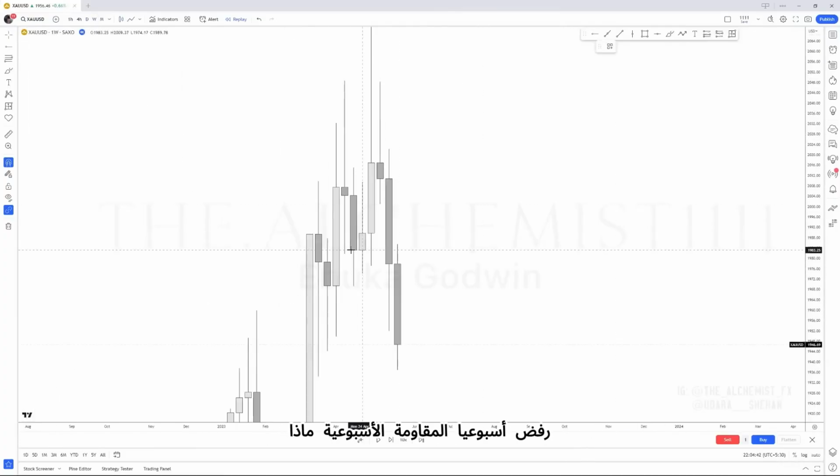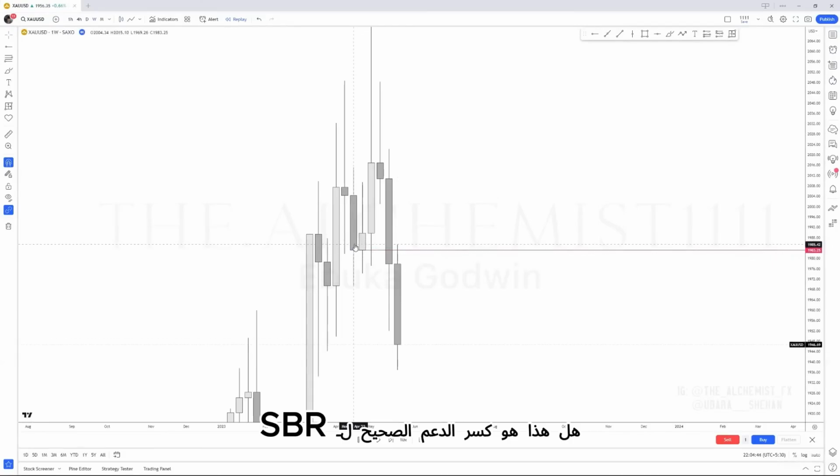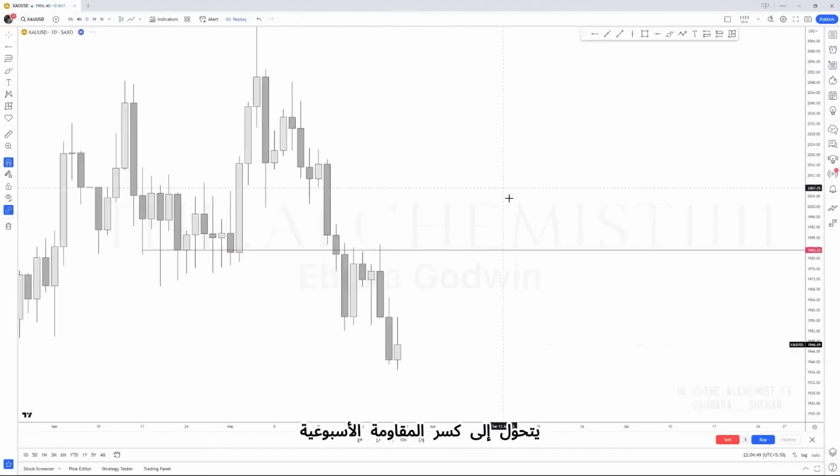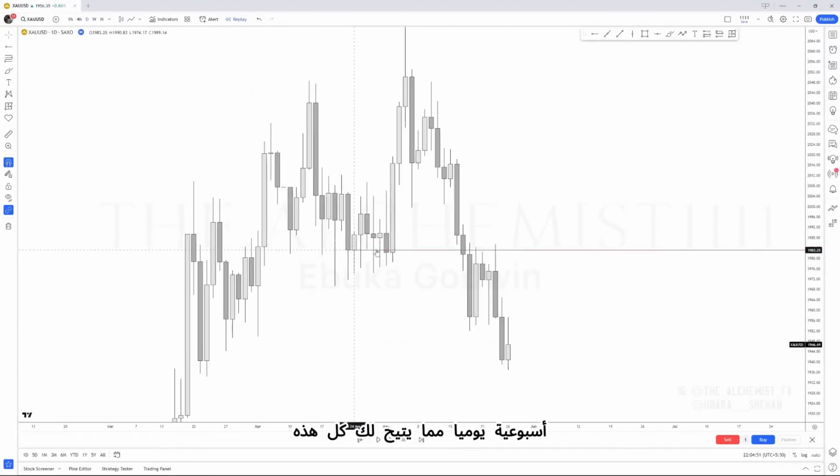See, weekly rejected a weekly resistance. What is this? This is SBR, right? Support, broken, turning into resistance. Weekly breaking weekly, daily giving you all these bearish breakouts and stuff. You can see that, right? We have that. Okay, that is what we clearly have.